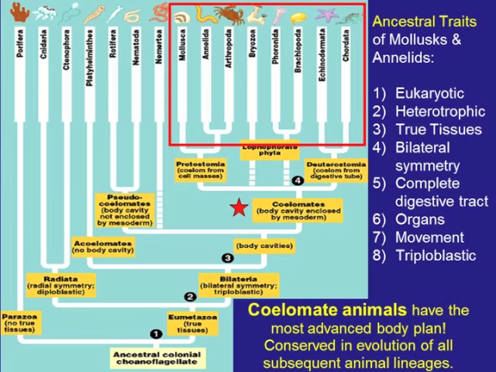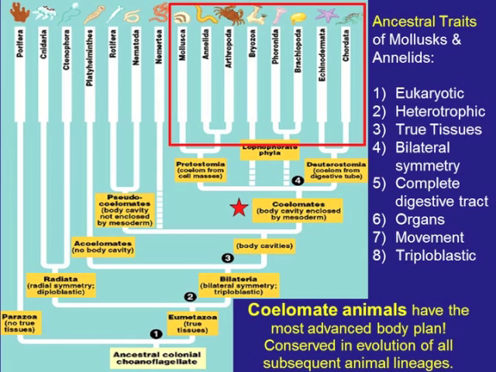Number three, true tissues. Number four, bilateral symmetry. Number five, a complete digestive tract. Six, organs and organ systems. Seven, they possess movement or locomotion. And eight, they're triploblastic. Keep in mind, coelomate animals have the most advanced body plan. It's conserved in evolution of all subsequent animal lineages.